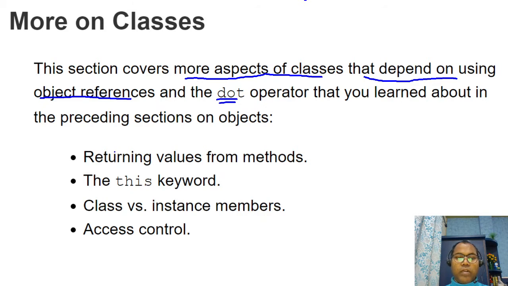Today we are also discussing returning values from methods, which values we can return, and the this keyword, what the meaning of this is and where we can generally use it. We will also discuss some class variables and instance variables, and the access modifiers, which variables and methods are accessible in which places. So let's discuss one by one in detail.